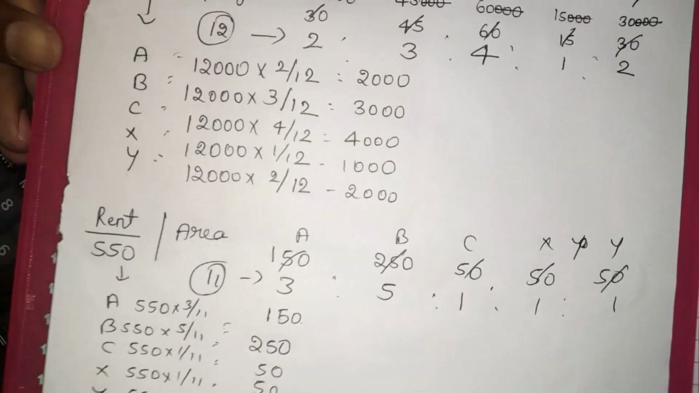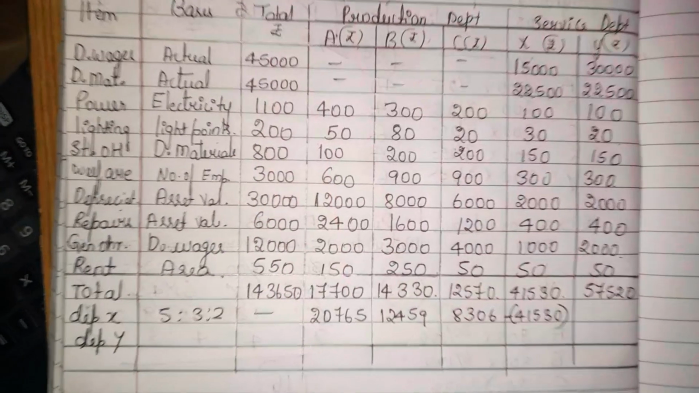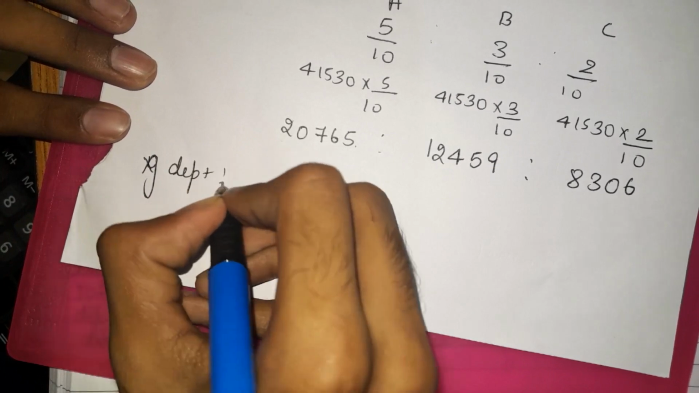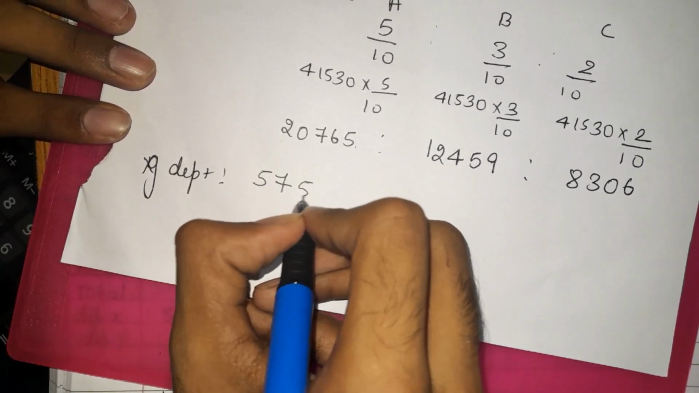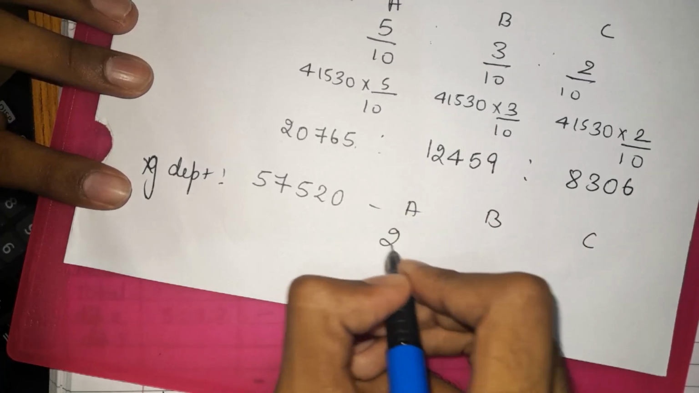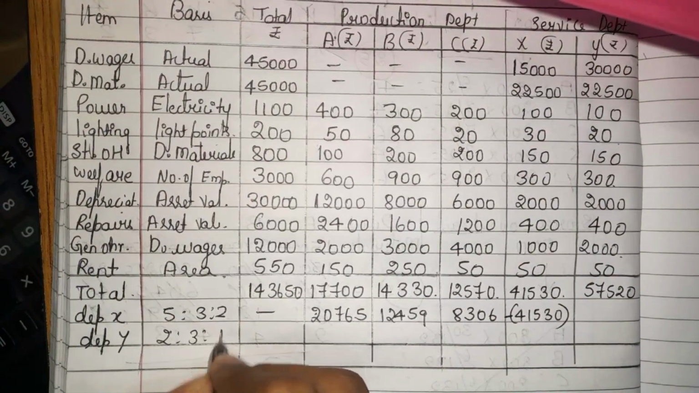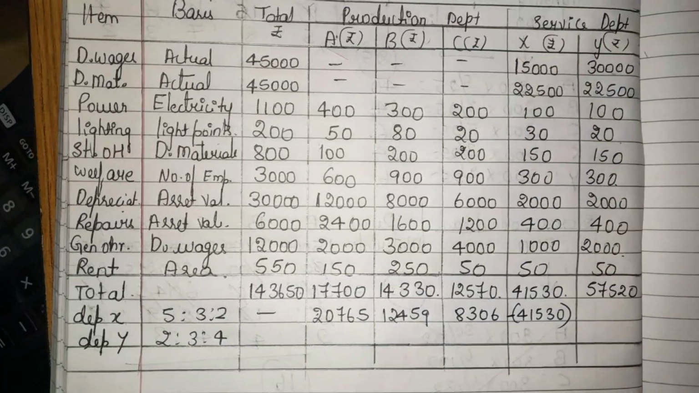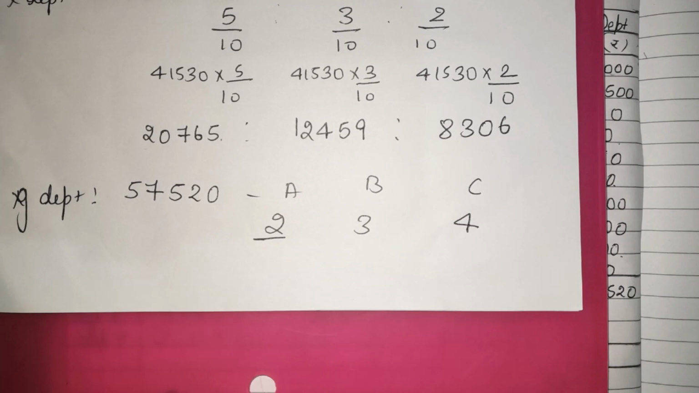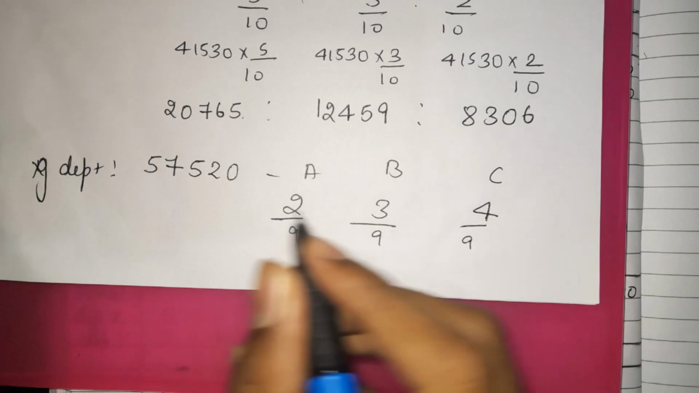Now here we have found out the direct wages of 3 departments, that is 2:3:4. So department Y, the total amount is 57,520. That should be divided to A department, B department, C department in the direct wages ratio, that is 2:3:4. So we are dividing on the basis of 2:3:4. So 2 plus 3 plus 4, which is 9, so 2 by 9, 3 by 9 and 4 by 9.